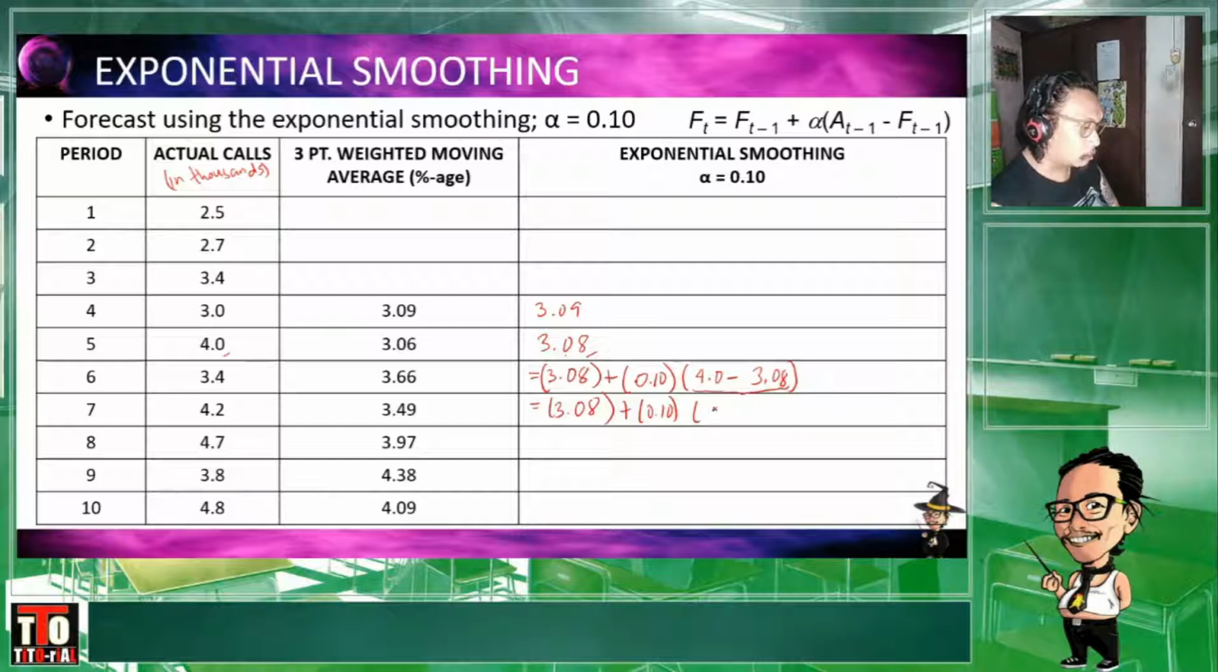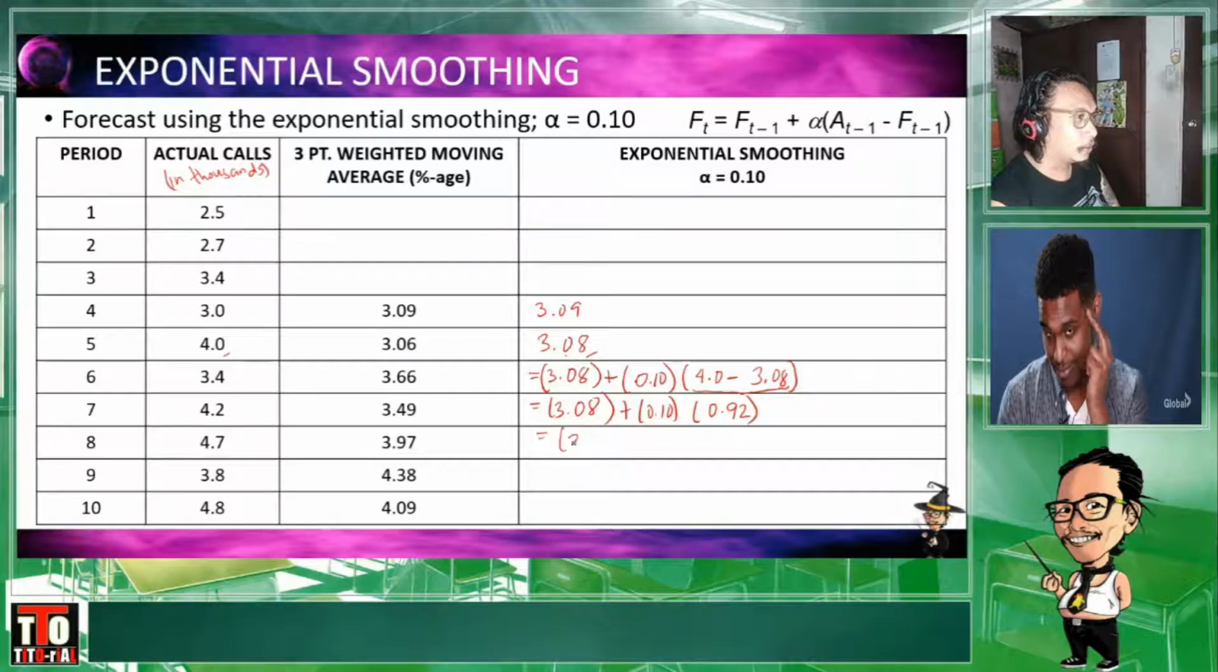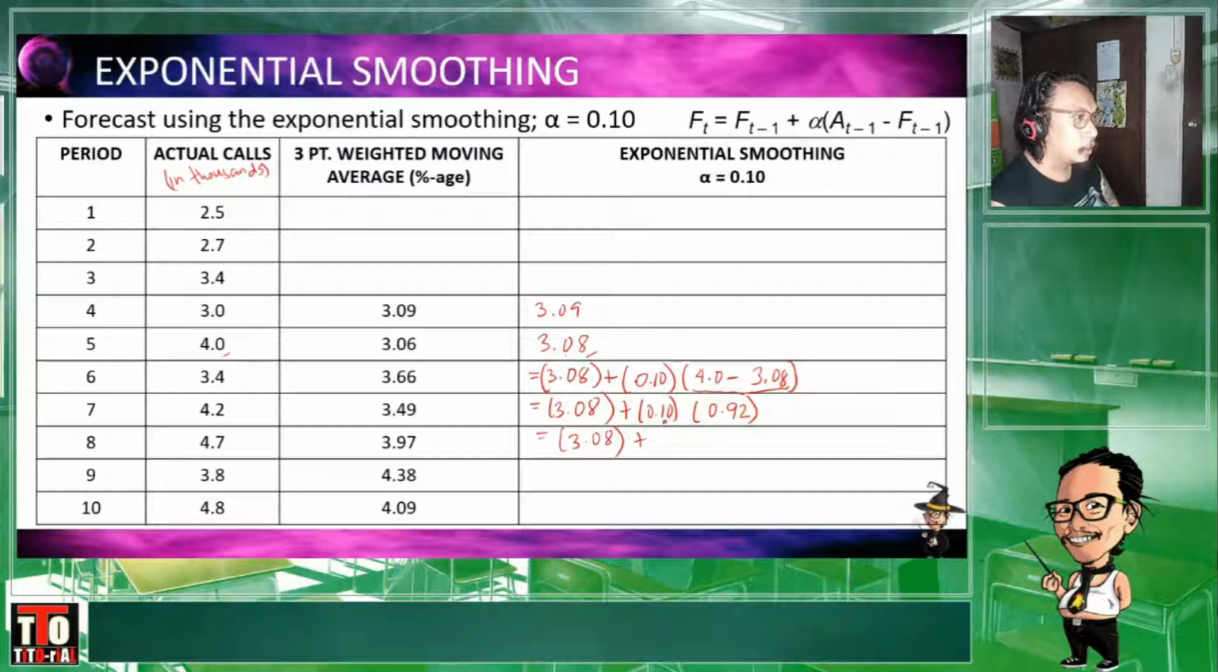Ano uli ang sagot? Tama. That would be 0.92. Okay? Galing nga. So, 3.08 plus, i-multiply natin siya yung 0.10 times 0.092. We will have 0.092. Okay? Yeah. And then let's add this one up.